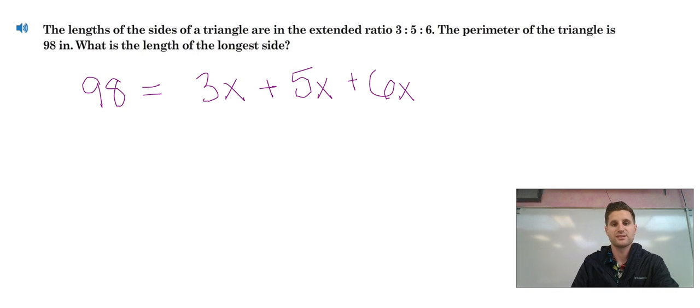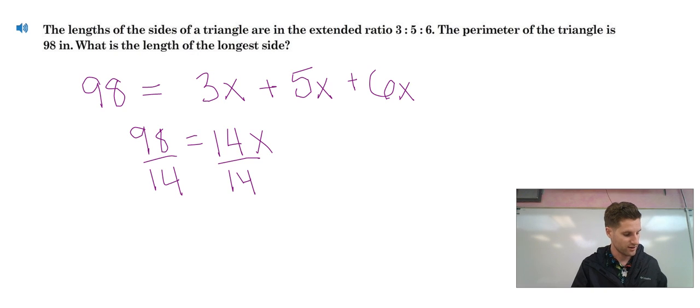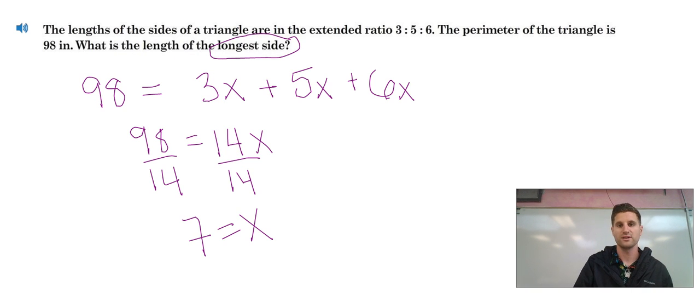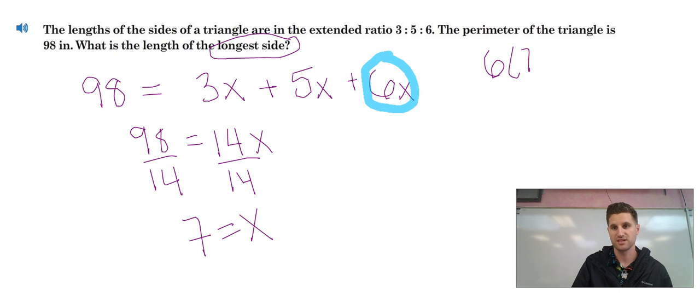Add them all up. That's going to be 3 plus 5 is 8, plus 6, I believe, is 14x, equals 98. Divide by 14. Okay, and double check our answer. I'm just going to use the calculator off here to the side. 7 equals x. Now this is not my answer because it asked me for the longest side. And according to this, the longest side is going to be this piece right here because it's 6x. So it's multiplying by the biggest factor. So we're going to do 6 times 7.